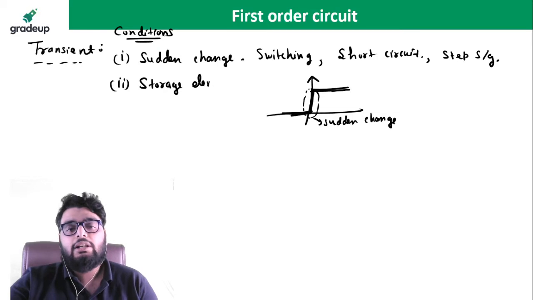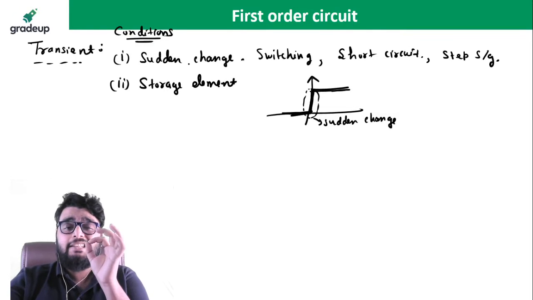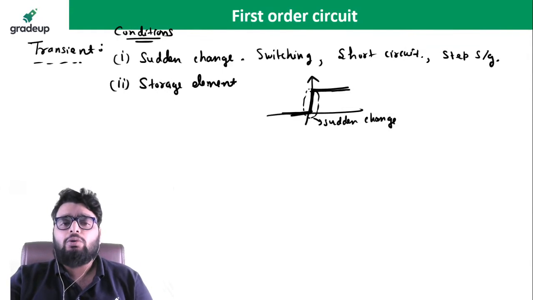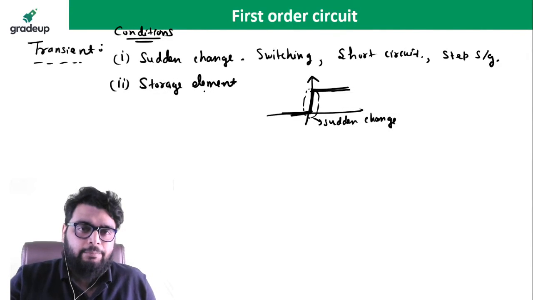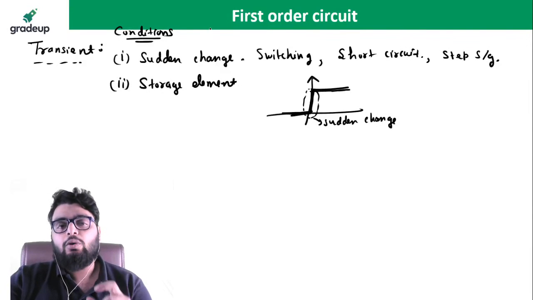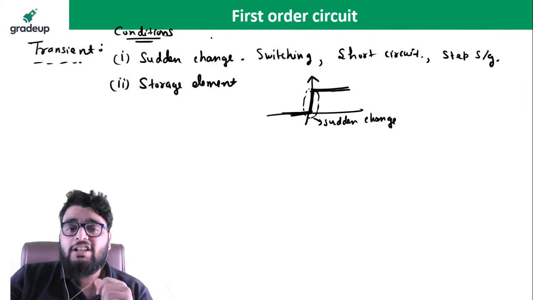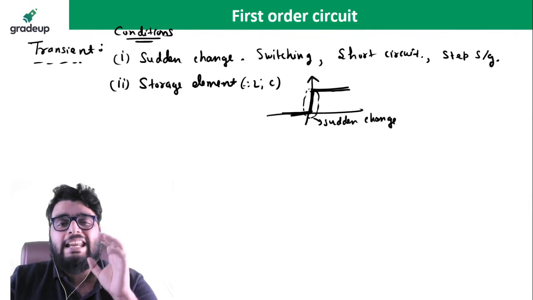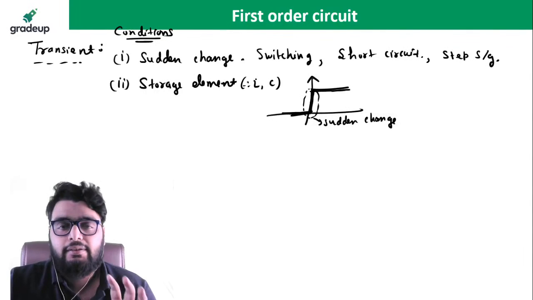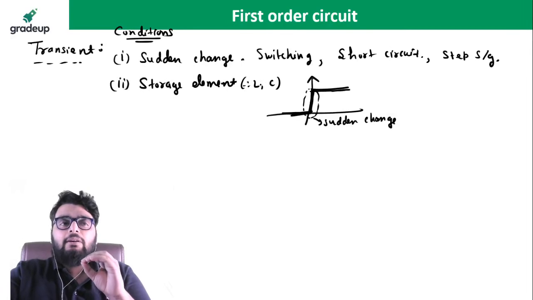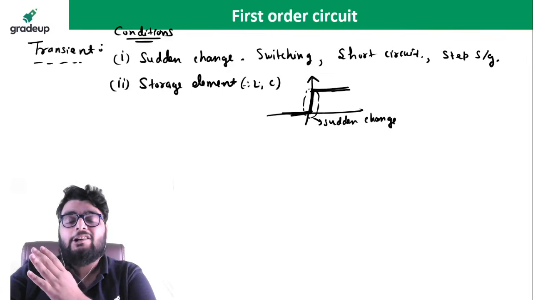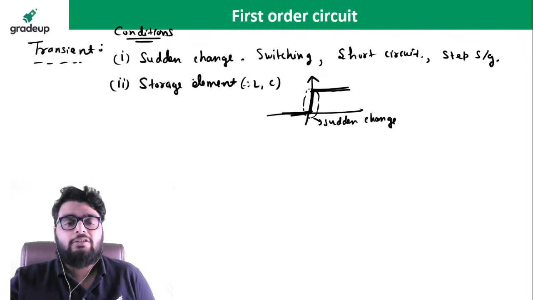Next condition, storage element. So guys, if these two conditions are satisfied in a network, then that particular network will always go into a transient. We are talking about a DC right now. So if in a DC you have a sudden change and a storage element like an inductor or capacitor, then your network will always go into a transient. You can never stop your network from going into a transient state. But if a network is purely resistive, then the transient never occurs. So got this point?